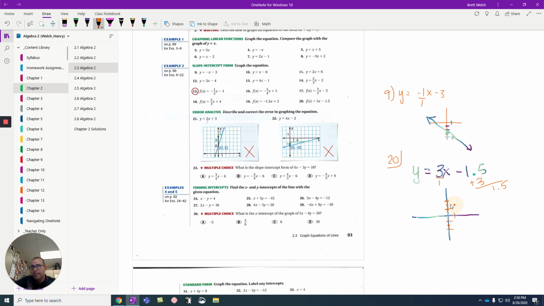So I didn't go up to 2. I didn't go up to 1. I went up to 1.5. I'm over 1 unit from there. And now when I connect my graph, should be good to go.